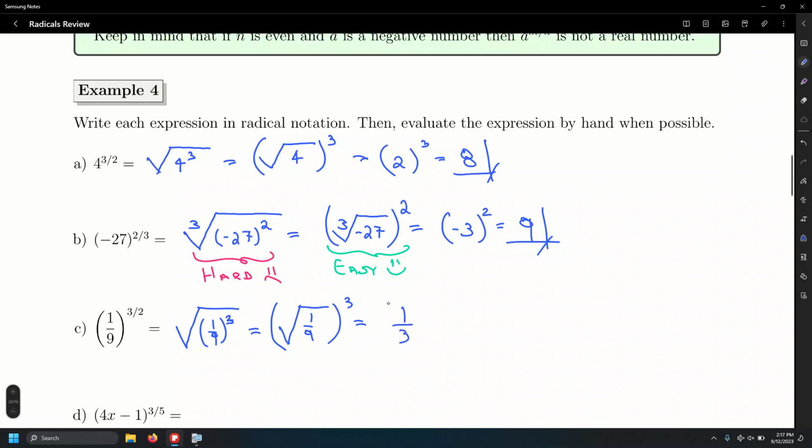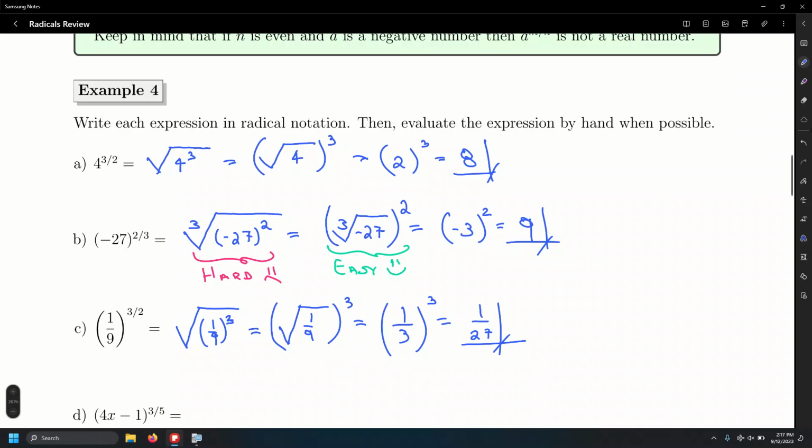1/3, cube it. Isn't that a lot easier? Notice how I'm not even using a calculator to compute this. So that's the path I'm trying to guide you through. 1 cubed equals 1, 3 cubed equals 27. All right.